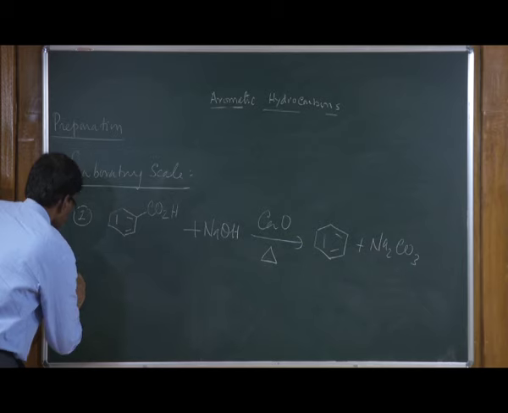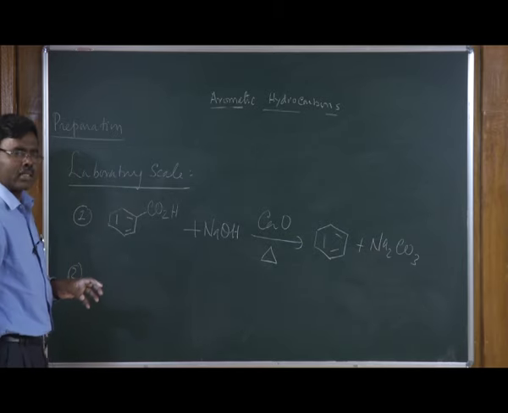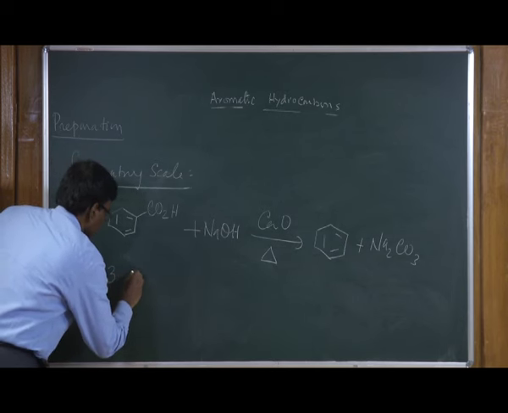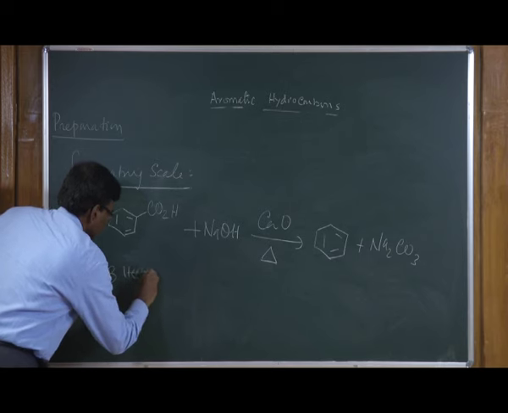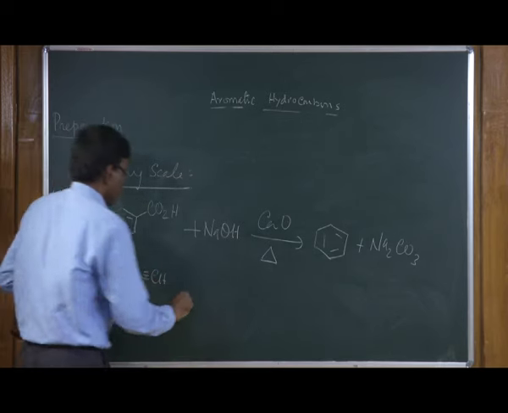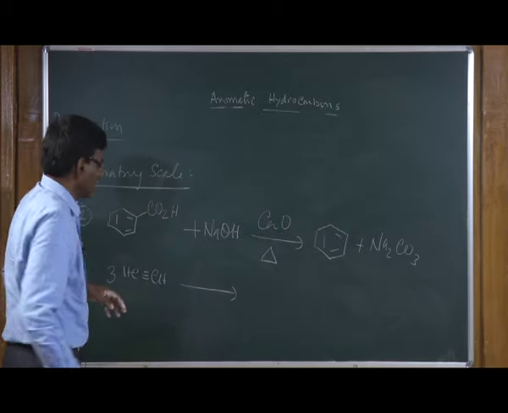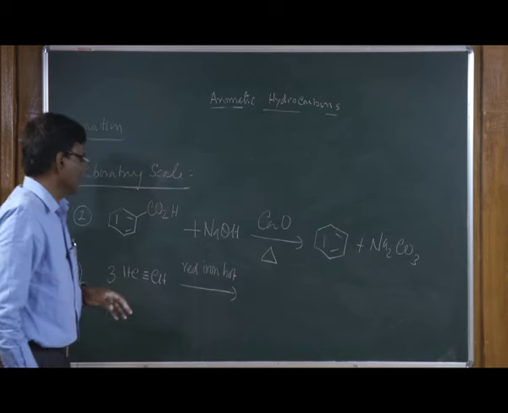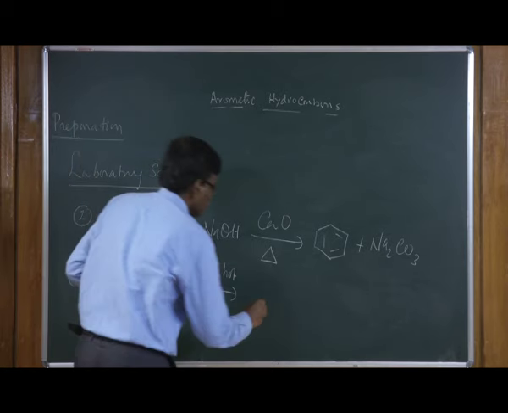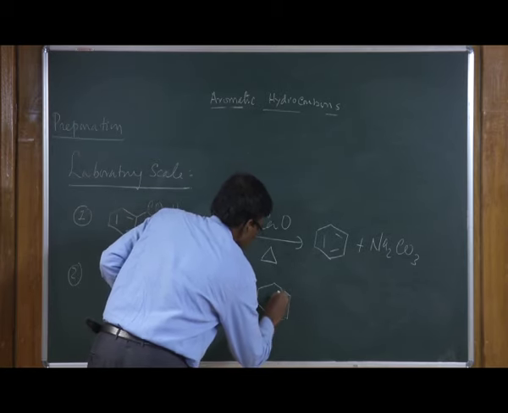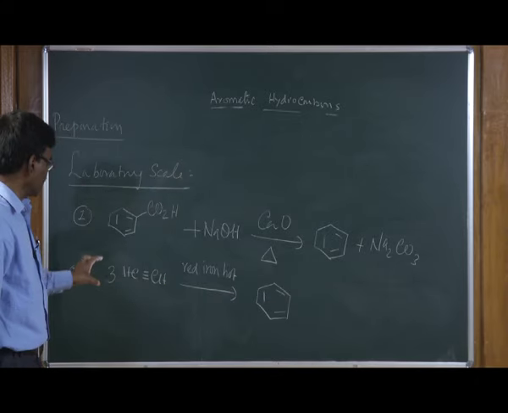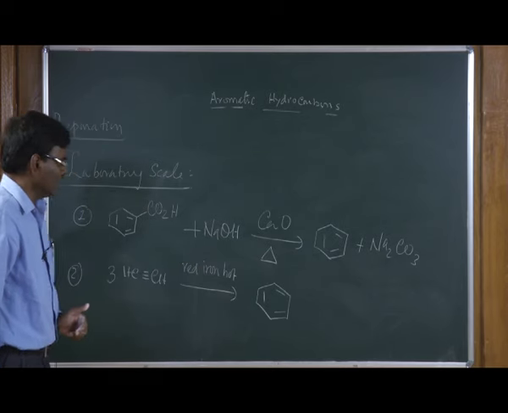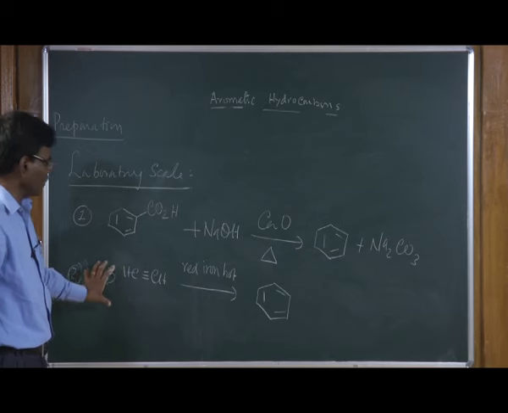The other process is the reaction of alkynes. For example, three molecules of ethyne, when we pass them through red hot iron, combine together to give benzene. Three molecules can combine together under these reaction conditions to give benzene. This is another method used to make benzene.